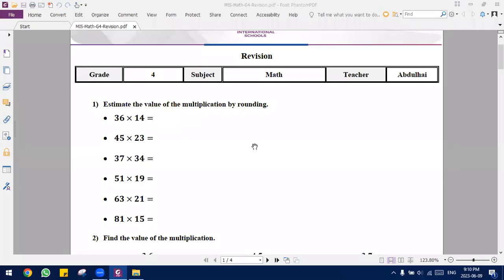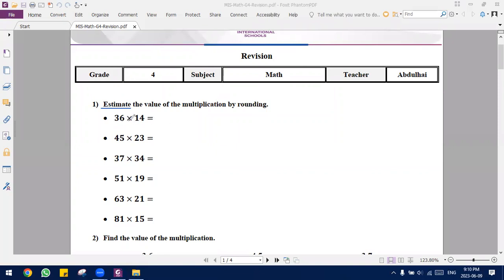Hi guys. In this video, I will be explaining and solving the questions of the revision sheet that's related to the final exam. So in the first question, it says, estimate the value of the multiplication by rounding. When they say estimate, it means we need to do rounding before we do the multiplication. So let's see the first one.